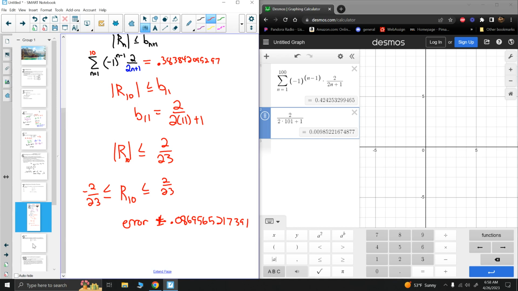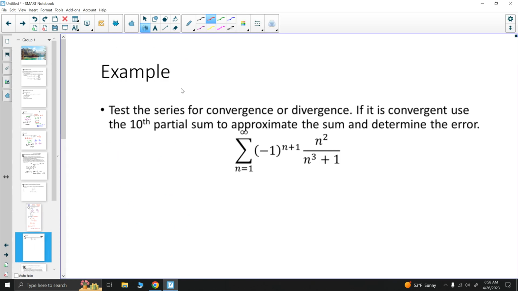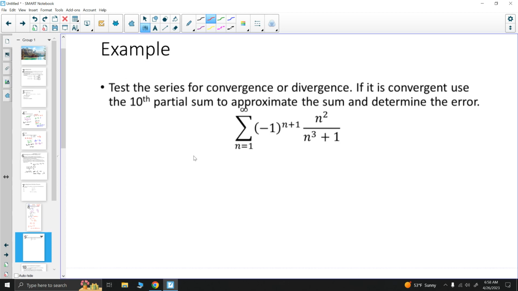Okay, let's take a look at another one. Test the series for convergence. If it's convergent, use the 10th partial sum to approximate it. Okay, so let's first take a look at whether this thing is convergent. So again, this is our b sub n. So b sub n is n squared over n cubed plus 1. Now this one is going to be maybe a little bit harder to show our b sub n plus 1.